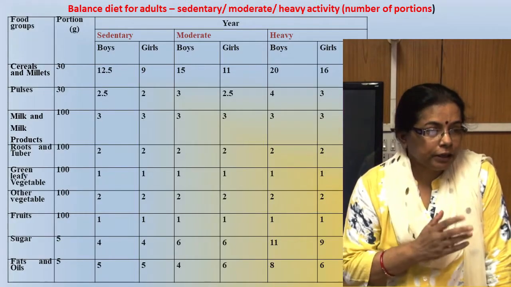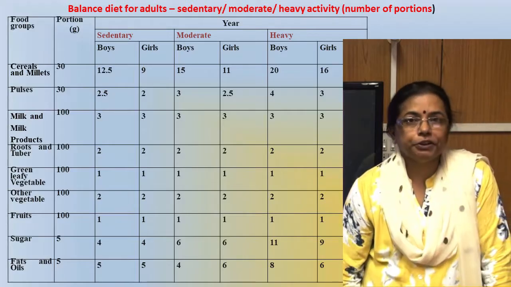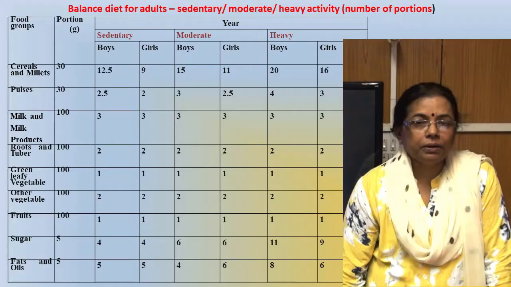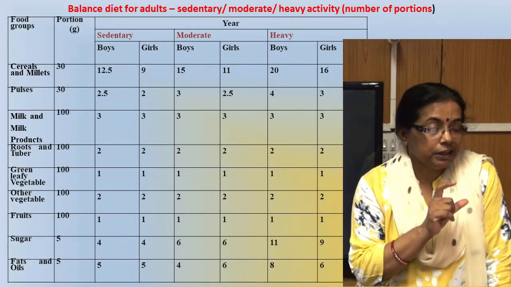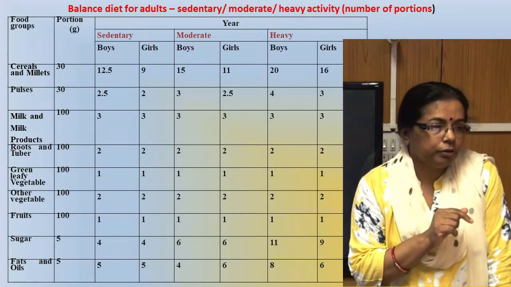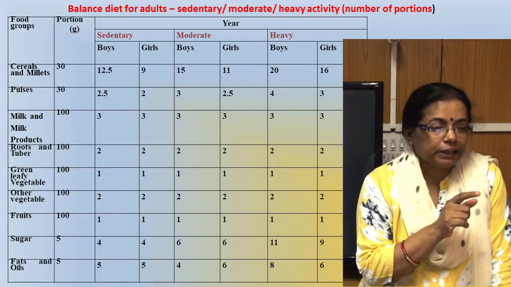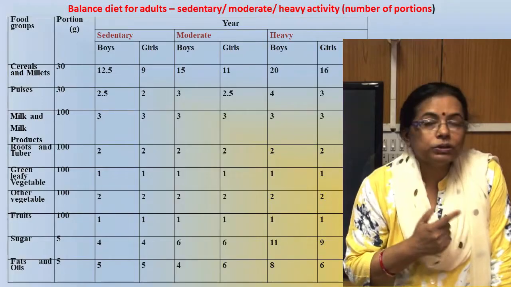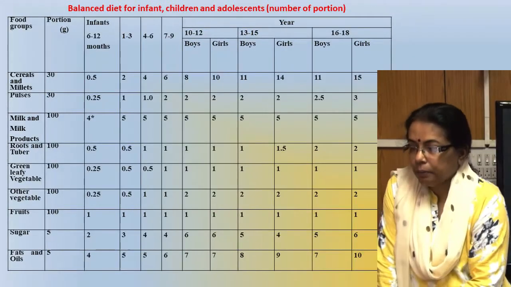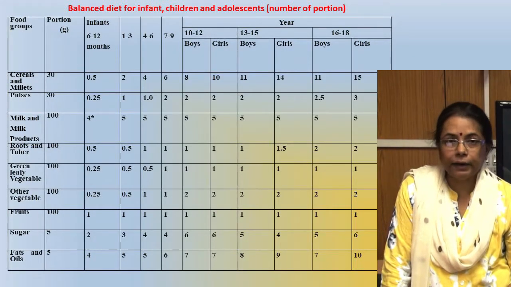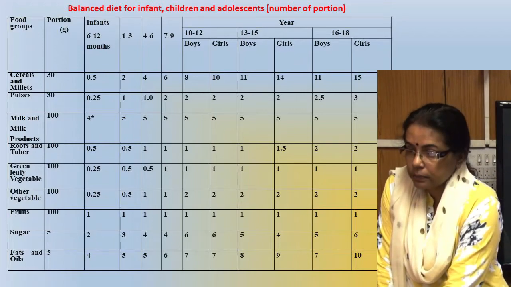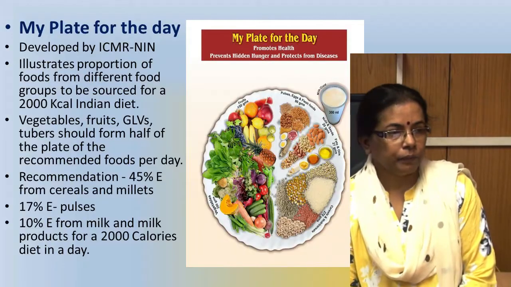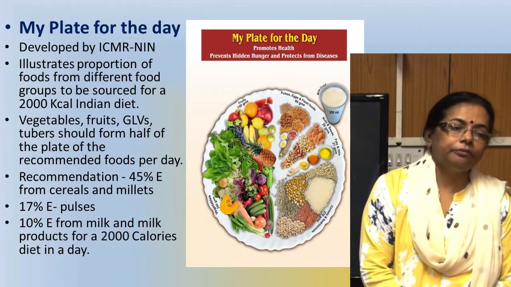For example, take a sedentary male and female. 12.5 means the amount of cereals and millets will be 12.5 into 30, that is 375 grams, and for girls it will be 270 grams. Similarly, the balanced diet for infants, children and adolescents is given here. This is the recent guideline of ICMR and NIN. Meal plan for My Plate for the day.